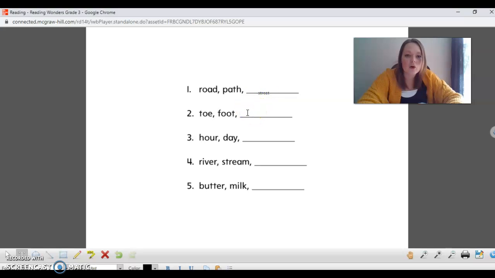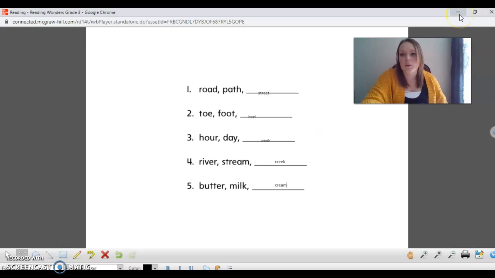Next we have toe, foot. What's on the back of your foot? A heel. Remember, our spelling words are E-E or E-A. We have the long E this week. Hour, day, week. River, stream, creek. Oops, Miss Blair, I spelled it wrong. Sorry. Buttermilk, cream. C-R-E-A-M.